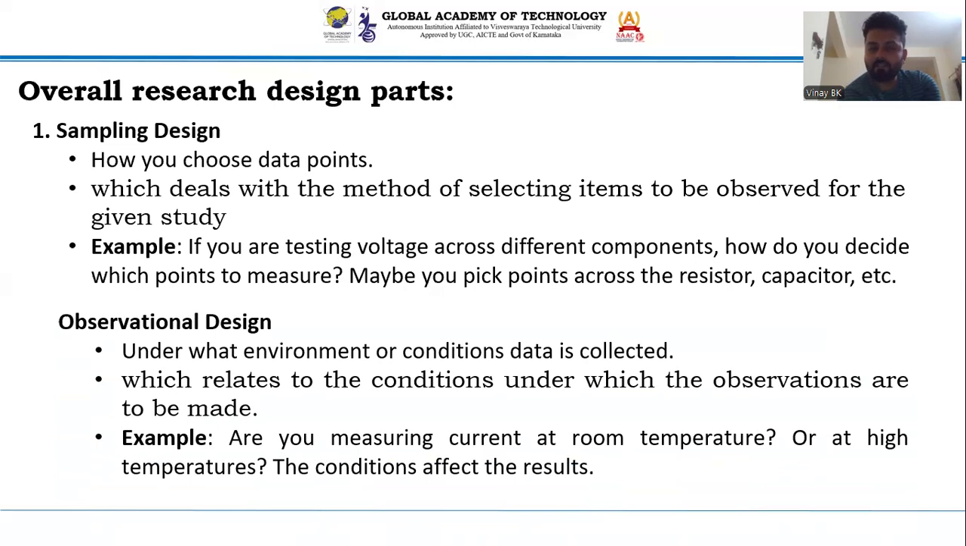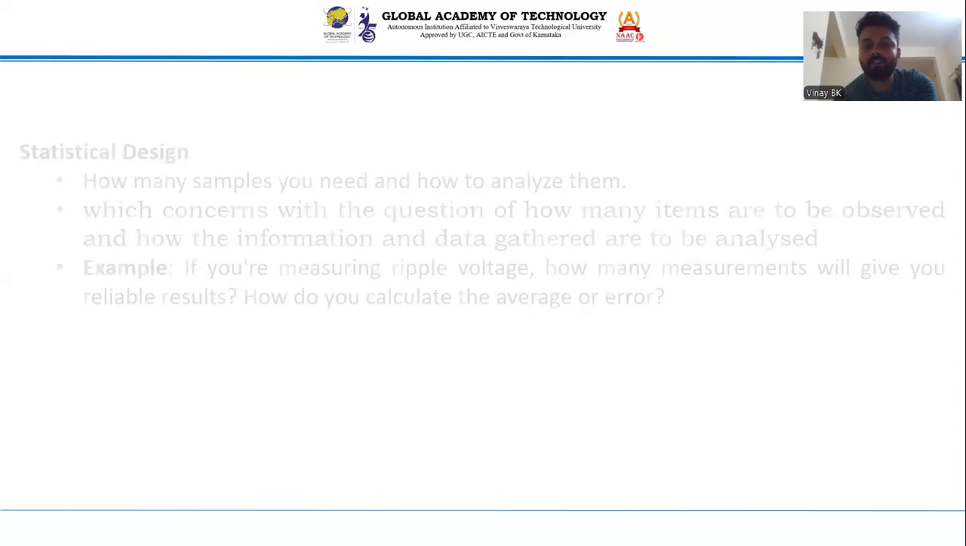In observation, it means under what environment or conditions data is collected, which relates to the conditions under which the observations are to be made. For example, are you measuring current at room temperature or at high temperature? The conditions affect the results. In terms of heat dissipation, you may get more losses or less losses, like that. That you need to observe. We can call that observational design.